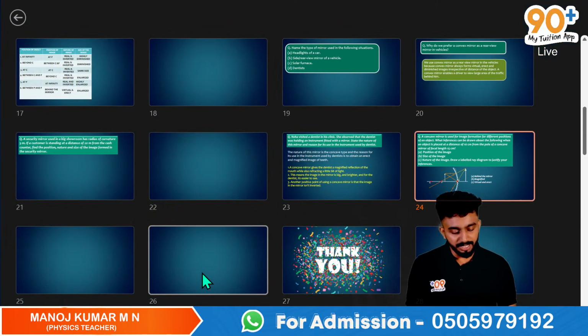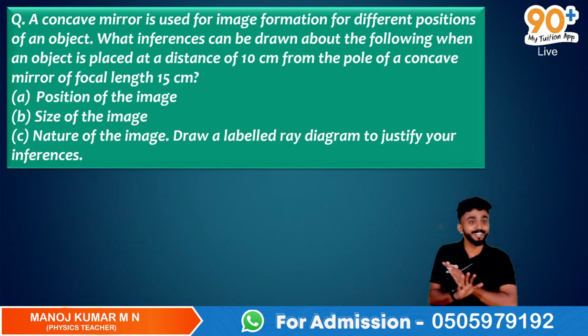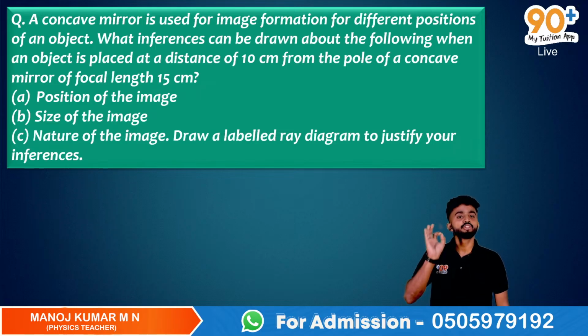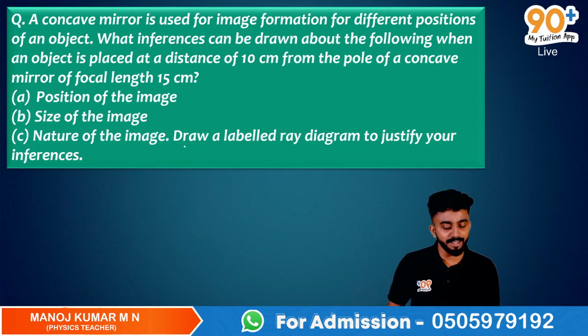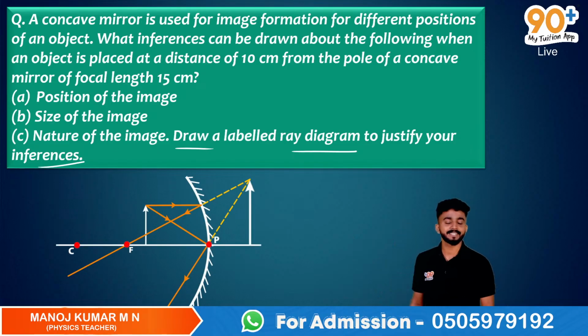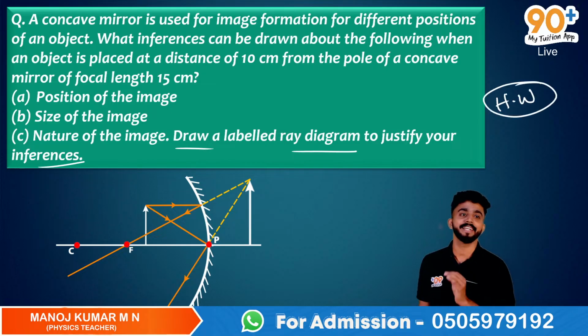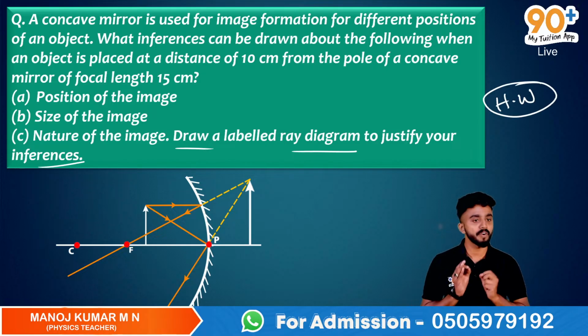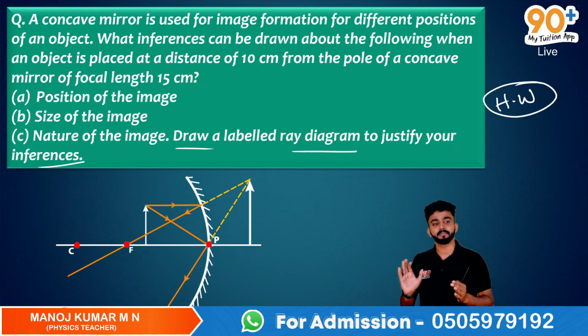So one last question. This particular question I'll give you as homework, because till now we have learned a lot of numericals, right? So this particular question you have to try out. In this also, they are asking us to draw a labeled ray diagram to justify your inferences. So the ray diagram I'll show you over here. You can take a screenshot of this question. Consider it homework to try out after this one shot. Because if you're watching this session, after practicing all the questions which we did, this one single question you have to practice by yourself.